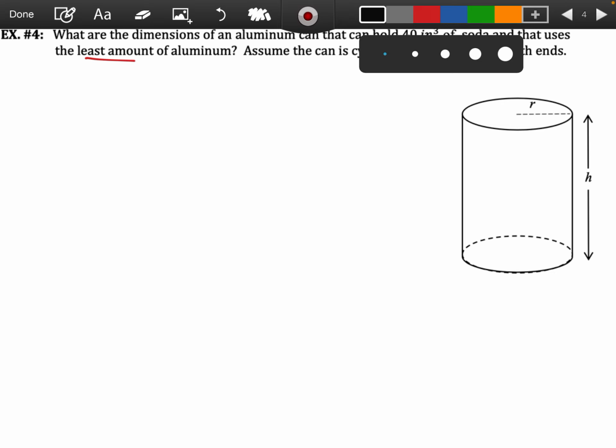So this would be considered the material, and we're gonna say the surface area, right? Because aluminum is what's containing the soda in it. So they want us to minimize the materials used, and the materials are being used to create the surface area to hold this soda. Assume that this can is cylindrical and capped on both ends. So you see the picture here.